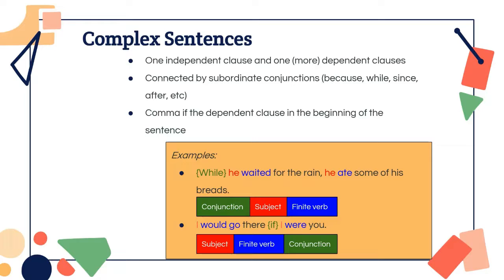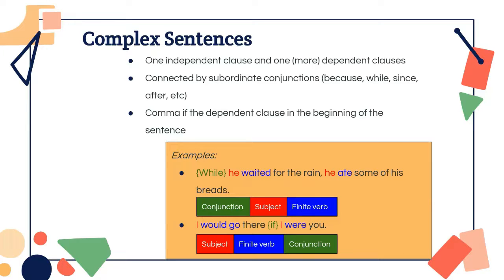Another feature is that a complex sentence uses a comma if the dependent clause is put at the beginning of the sentence. We can see this feature in the first example: "While he waited for the rain, he ate some of his bread." And in the second example, we don't use a comma here because the independent clause is put at the beginning of the sentence.